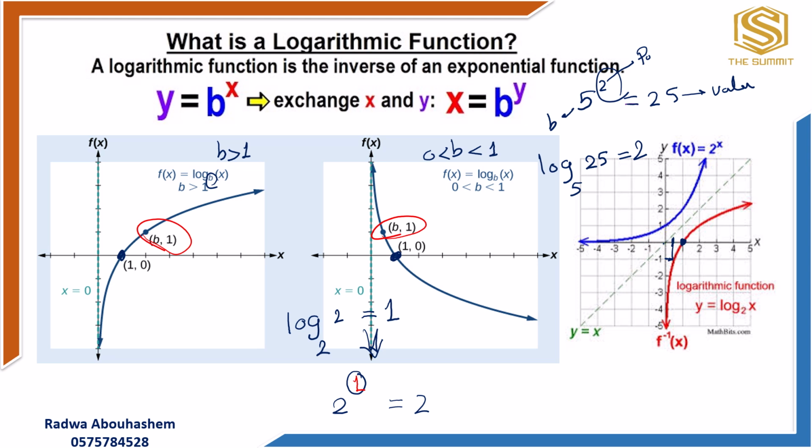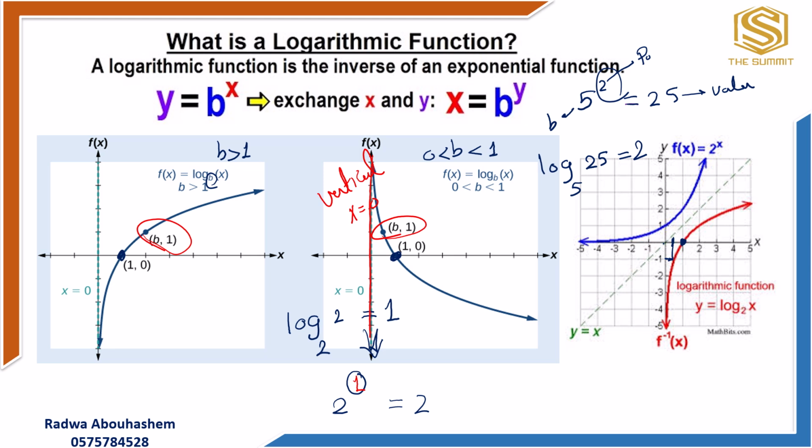Also, we have a vertical asymptote at x equal to 0. Do you remember on the exponential function, we had a horizontal asymptote at y equal to 0?